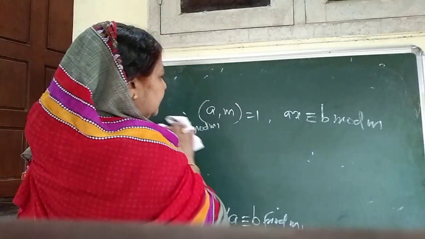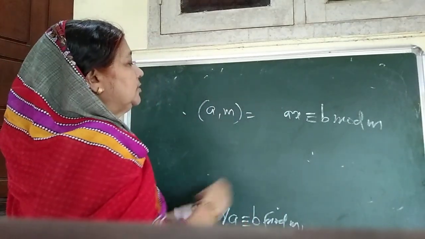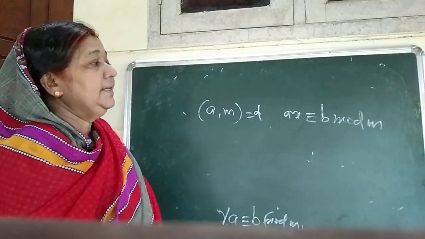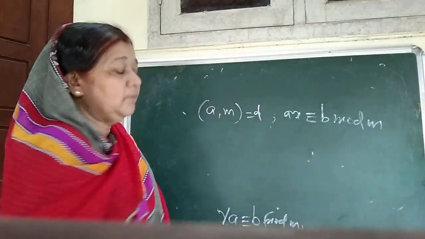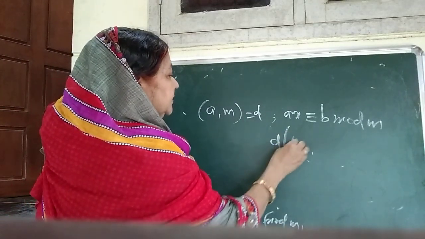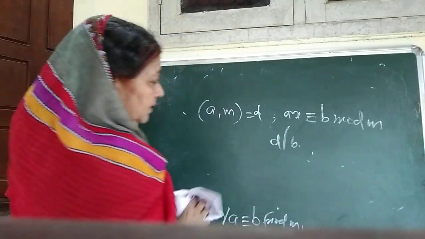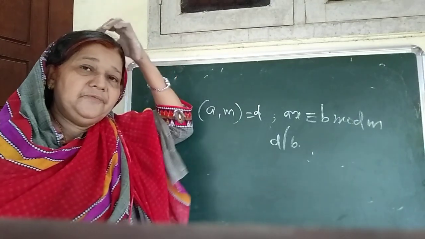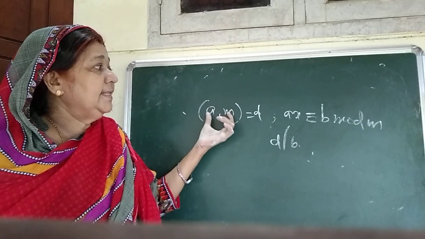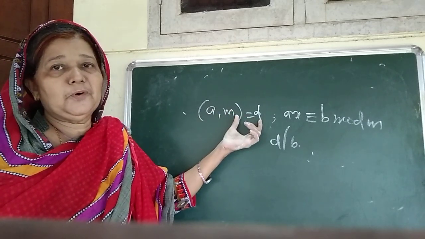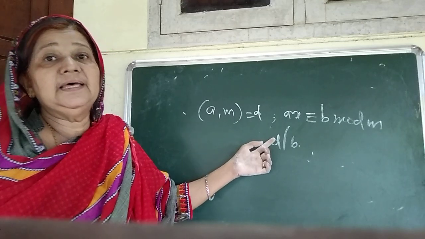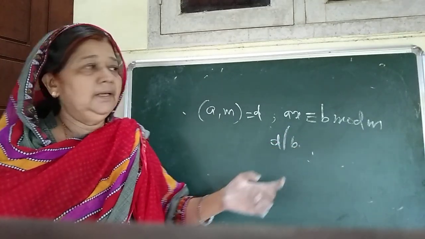So we have another theorem, that is, if (a, m) equal to d, then ax is congruent to b mod m has a unique solution if d divides b. It's very important. If we want to solve this equation, either (a, m) equal to 1, there is no problem, or if (a, m) equal to d, we have to verify whether d divides b.